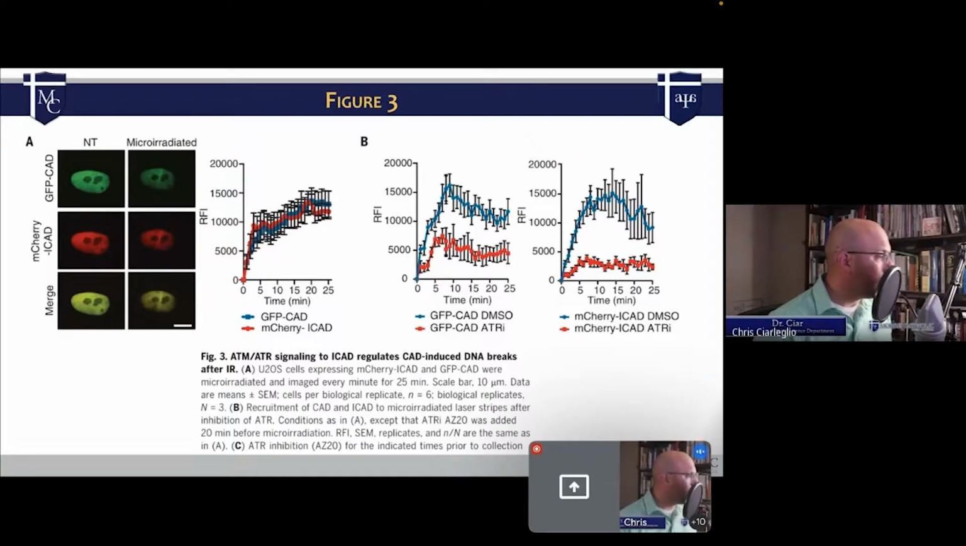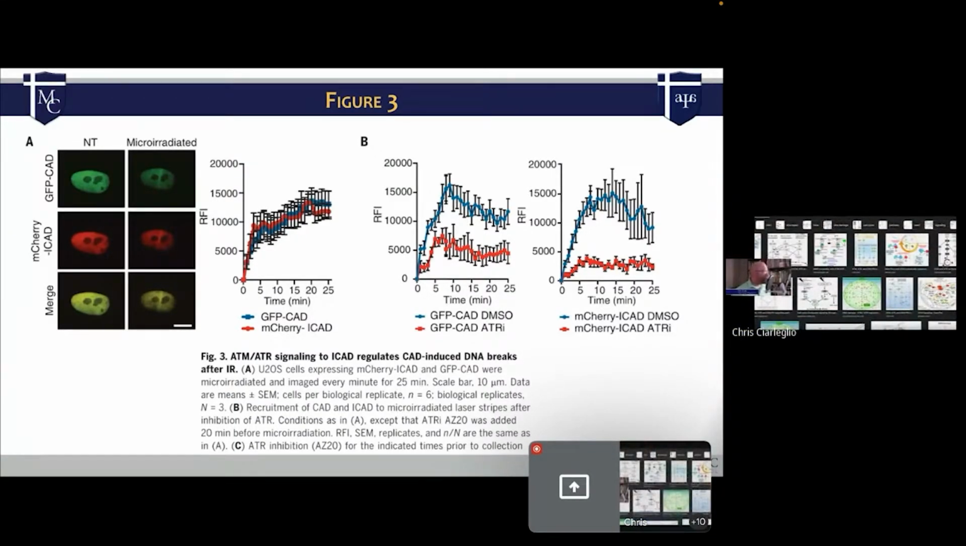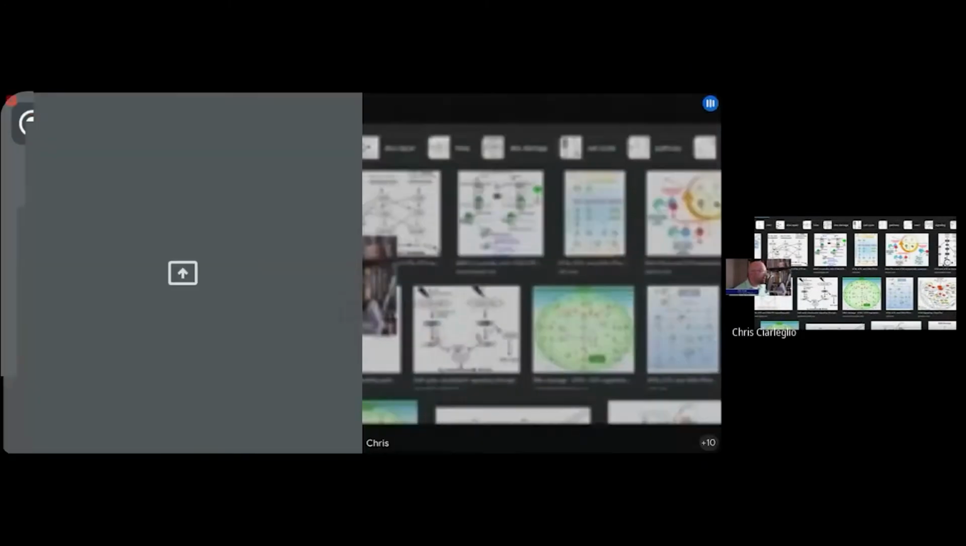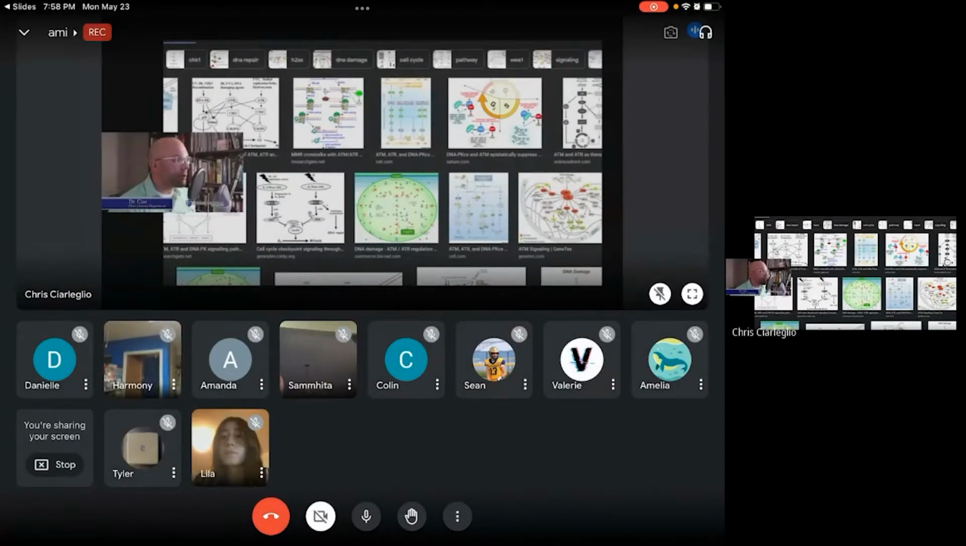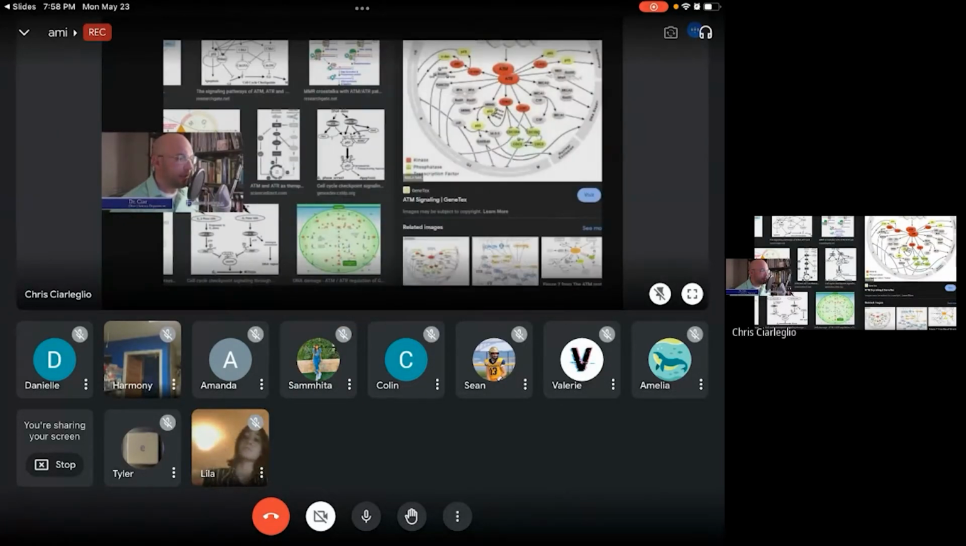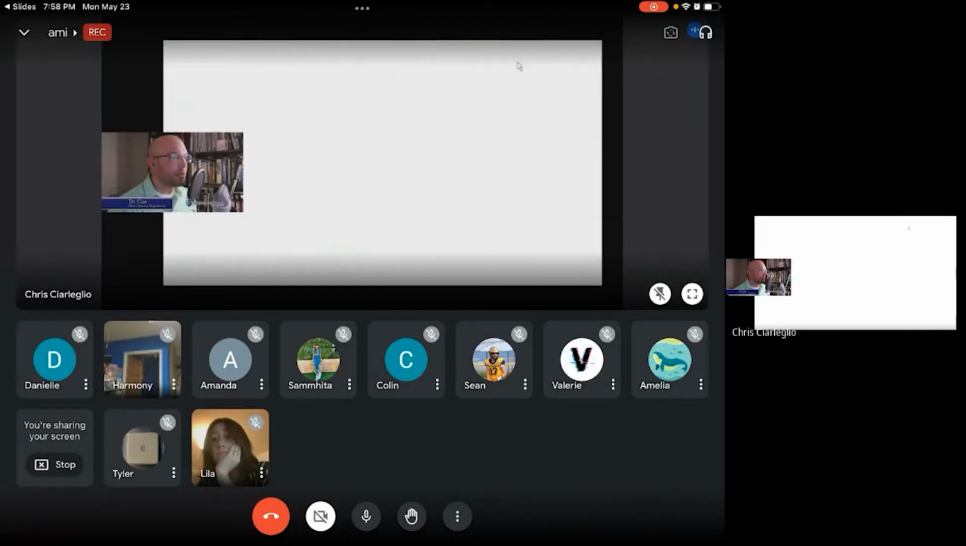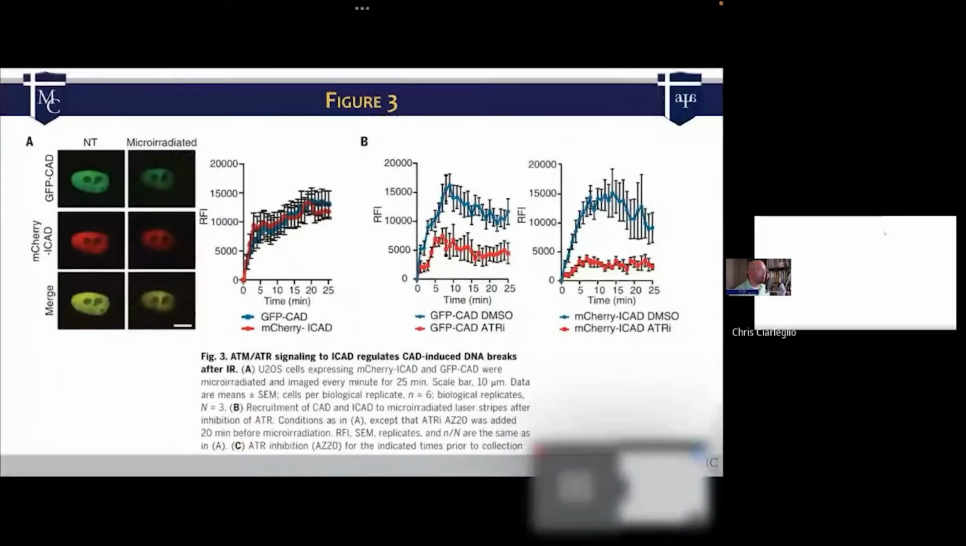Good. Okay. So check this out. All right. So you can see on my screen, I just did a quick Google search for ATM ATR because I wanted to show you the signaling pathway. So when you have DNA damage, I think this is a good example. Let's see if I can make it big.